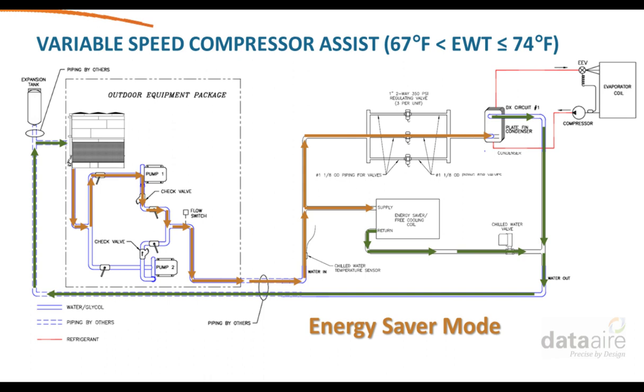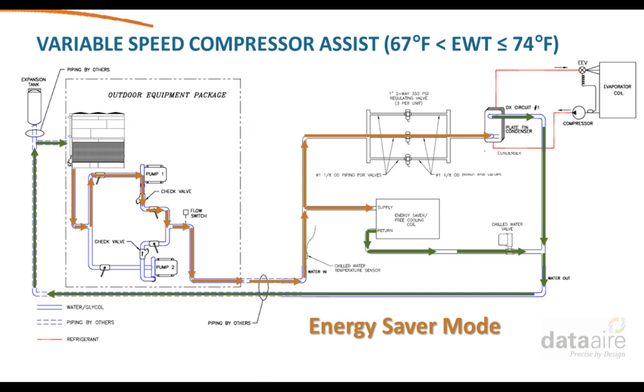So again, here I'll show you the water path. As it goes from the cooling tower through the pump package into the unit, this time it's going to split. The controller reading the water at the sensor is going to tell the water to split here, and it's going to go to the condenser as well as the energy saver coil.